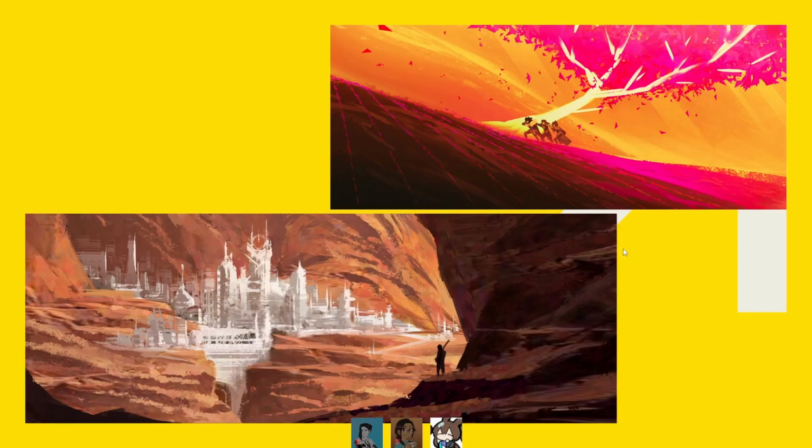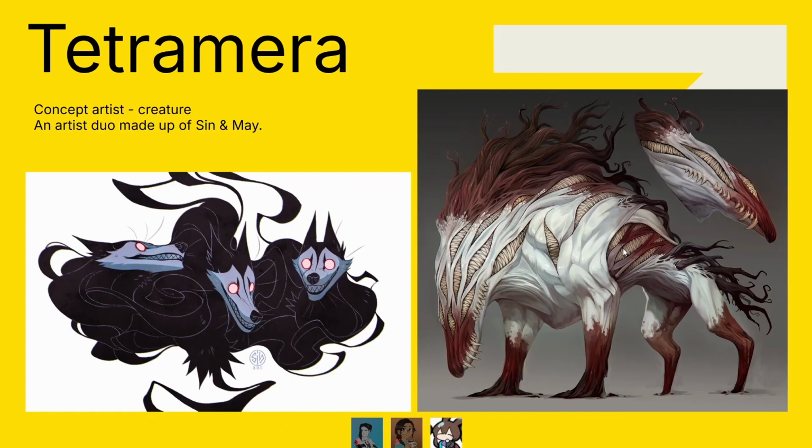So next is the creature design, and one pair of artists who I think are undisputed for my choice is Tetramera. Tetramera are an artist duo, two friends named Sin and Mei, and just looking through their Tumblr, I've really enjoyed their monster designs. Obviously you can see that it's stylized and a bit cartoonish, but it still looks very cool, very intimidating, scary, even grotesque.